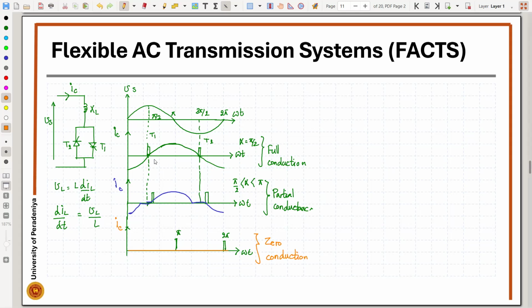So we are controlling the amount of current flow into the inductor. Thereby, we can control the amount of reactive power flowing through this circuit. So that's why we say thyristor controlled reactor. We are controlling the current through the reactor, so thereby we can control the amount of reactive power flowing through the device. That's how we control the reactive power to the circuit.